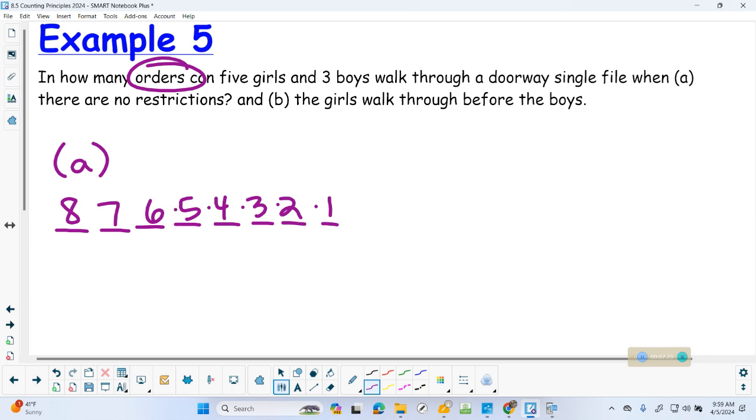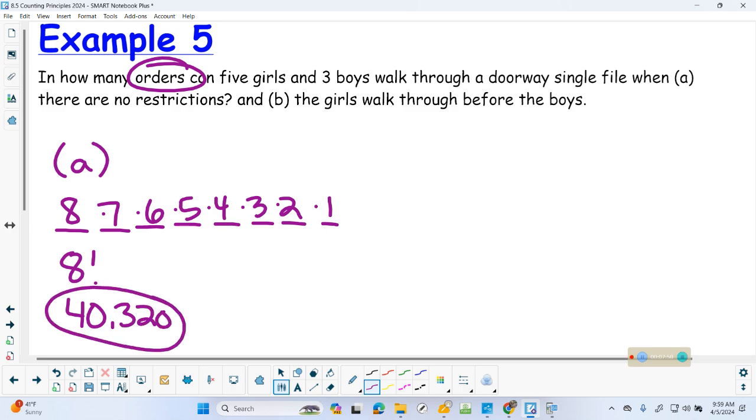Or, what's an efficient way to type that in your calculator? 8 factorial. I don't care how you punch it in, you're going to get the same thing. I just think it's irritating or obnoxious to type in 8 times 7 times 6 and move it out. All right, punch that in, you get a big number. What do you got? So factorial's in your math menu under probability. If you forgot where it's at, I can show you.